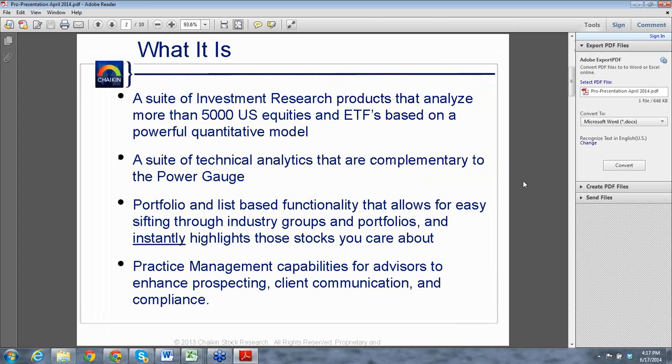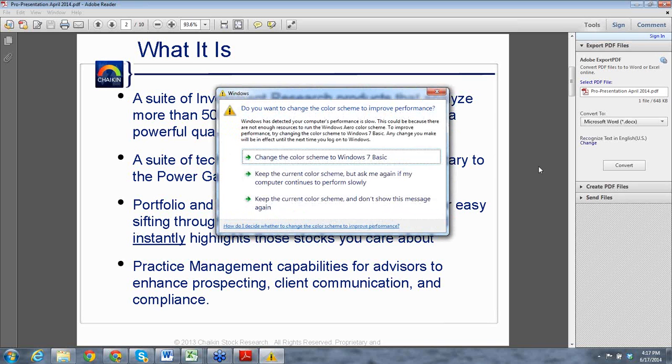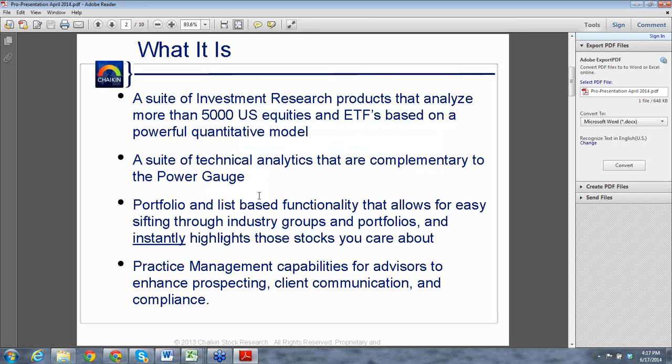I just want to go through a few slides and set some context and position Chaikin Analytics relative to other products you might use and other research you might look at. Essentially, it's an investment research product that analyzes more than 5,000 U.S. equities and ETFs, and it's based on a powerful quantitative model we call the Chaikin Power Gauge. A suite of technical analytics are also offered on the screen, and they're complementary to the Power Gauge, as are a number of technical signals.